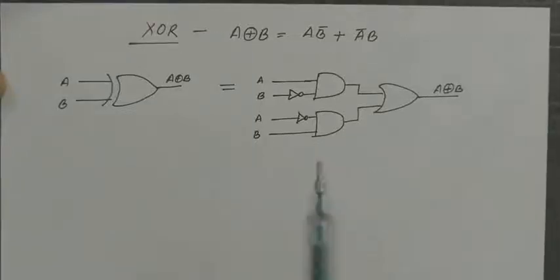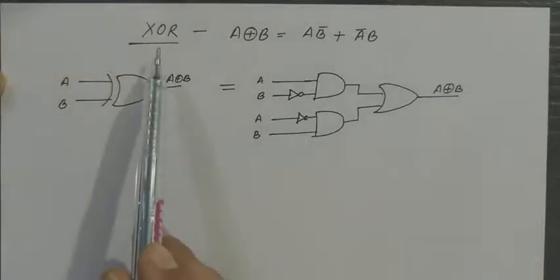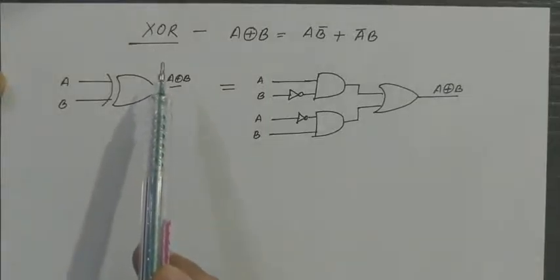Hello everyone. Till now we have made the basic gates using the universal gates. Now we will make XOR and XNOR using the universal gates.